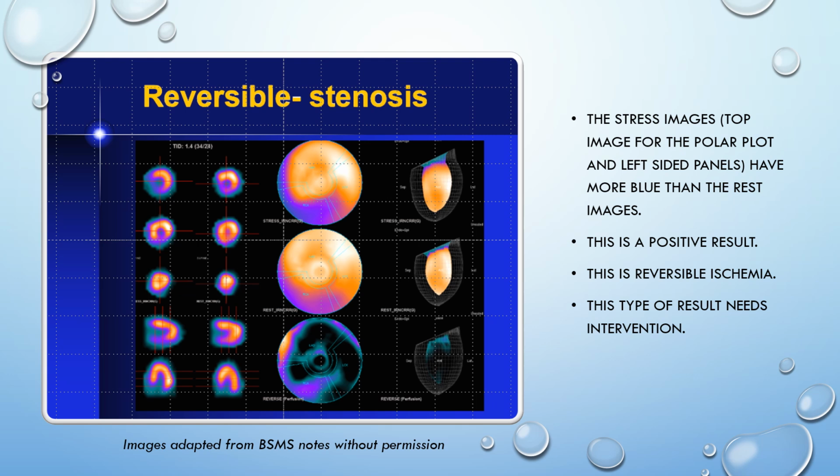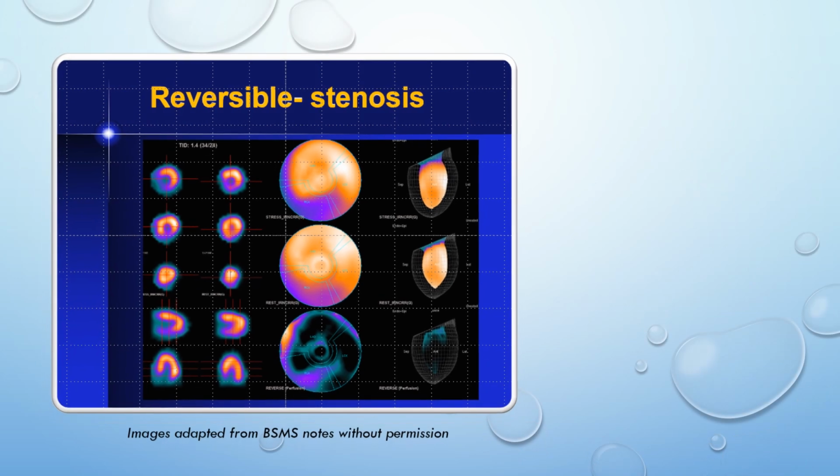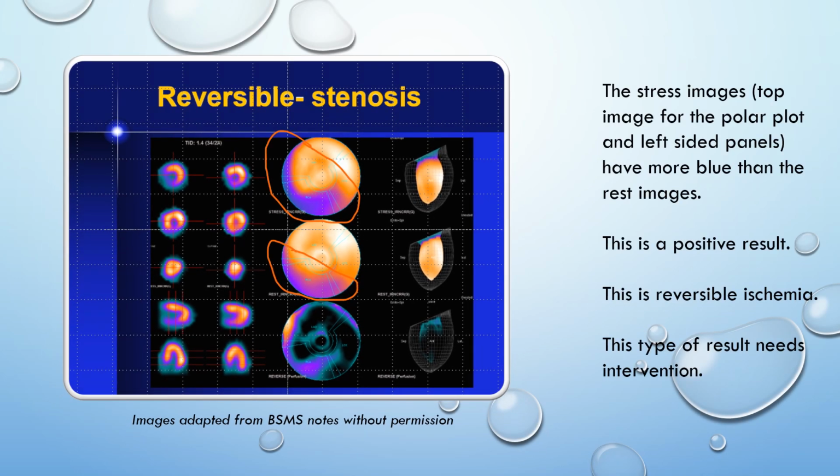But when we look at this one, we look at the rest panel, that's the one that's underneath, in the middle. And then we see that this blue seems to be bigger when we stress the heart. Now, this shows that there's stenosis here. This is a positive result, and this is reversible ischemia, and this must be targeted. This is more in the region of the RCA, and this must be targeted for intervention. This is a positive result.